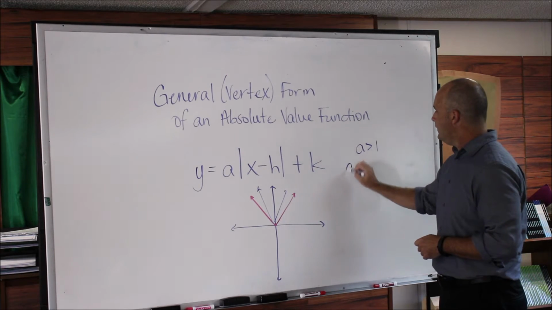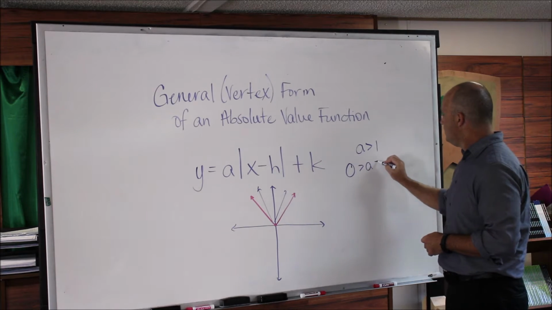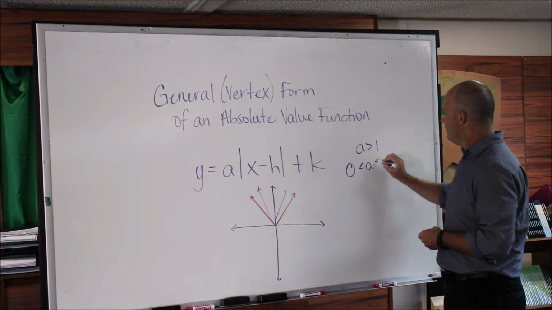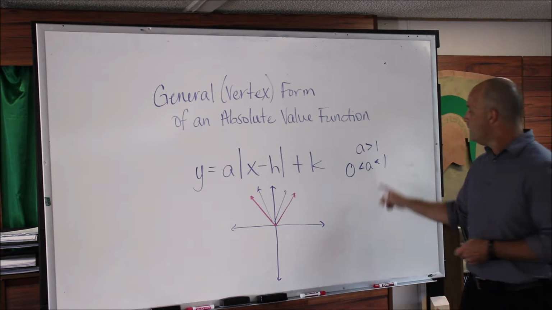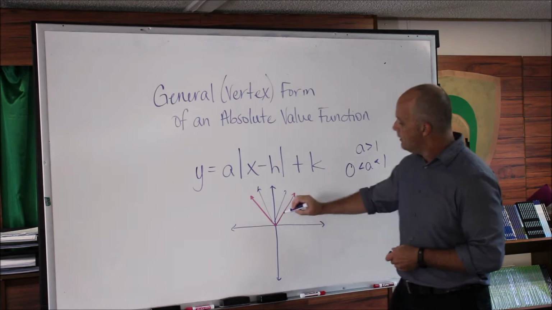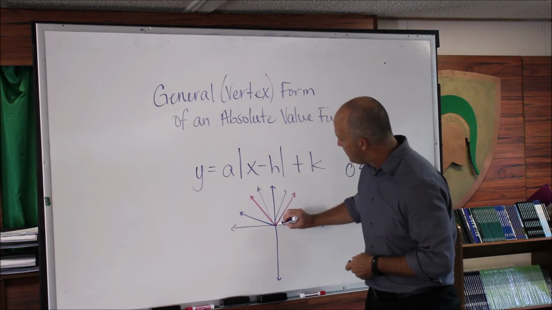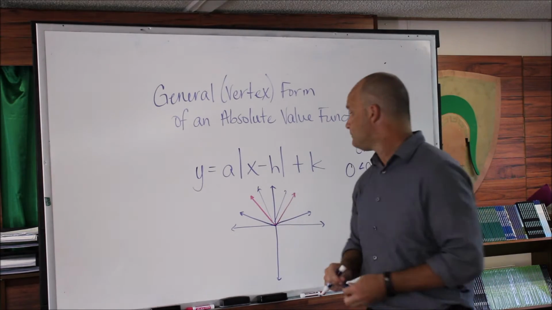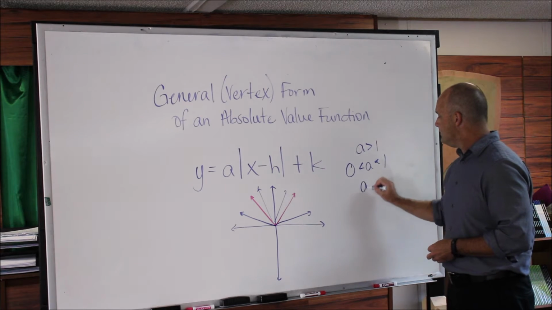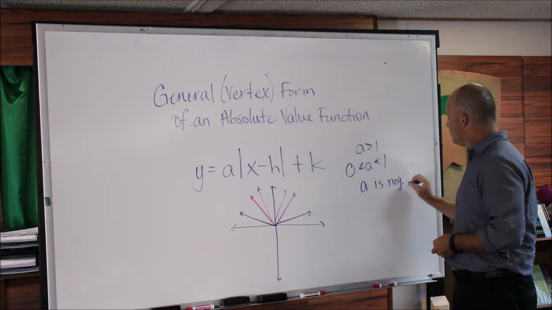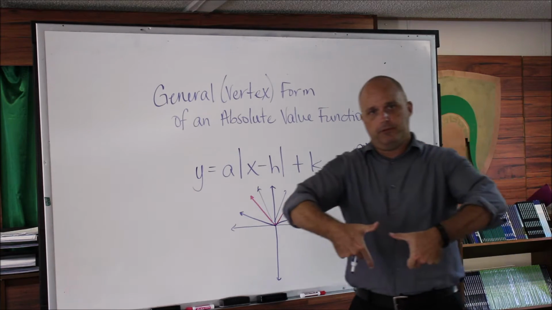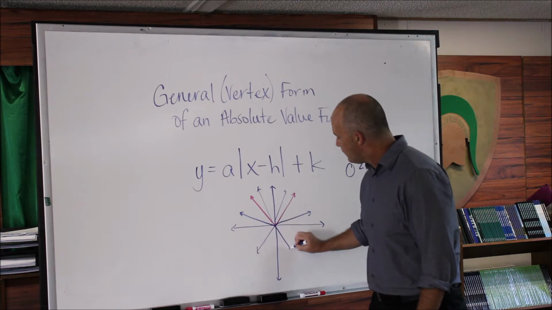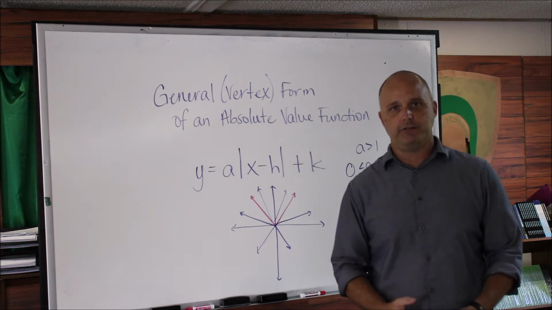If the value of a is greater than 0 but less than 1, then what's going to happen is it's going to be compressed. So it's going to be flattened out. It's going to be like somebody's pushing down on that graph. Now, if your a value is negative, then what that is going to do is it's going to take it and flip it over the vertex. So instead of opening up, it's now going to open downwards. Okay? And that's what your a value is going to do.